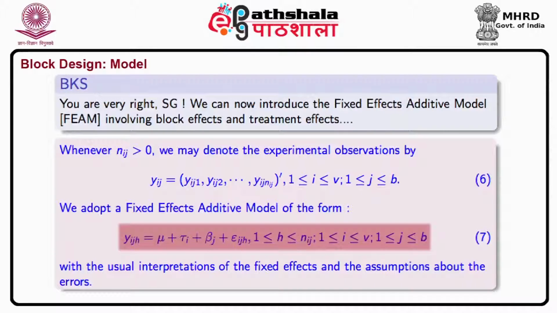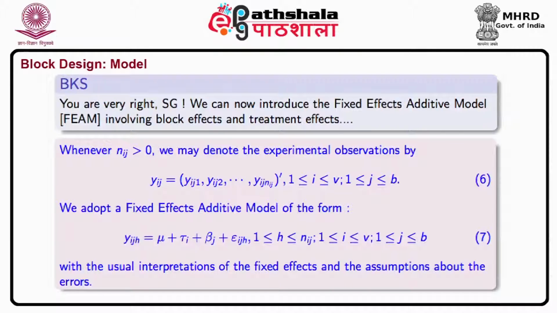So this y_ijk we model as mu, the general effect, tau_i, the effect of the ith treatment, beta_j, the effect of the jth block, and the error, with the usual interpretations of the fixed effects and the assumptions about the errors.